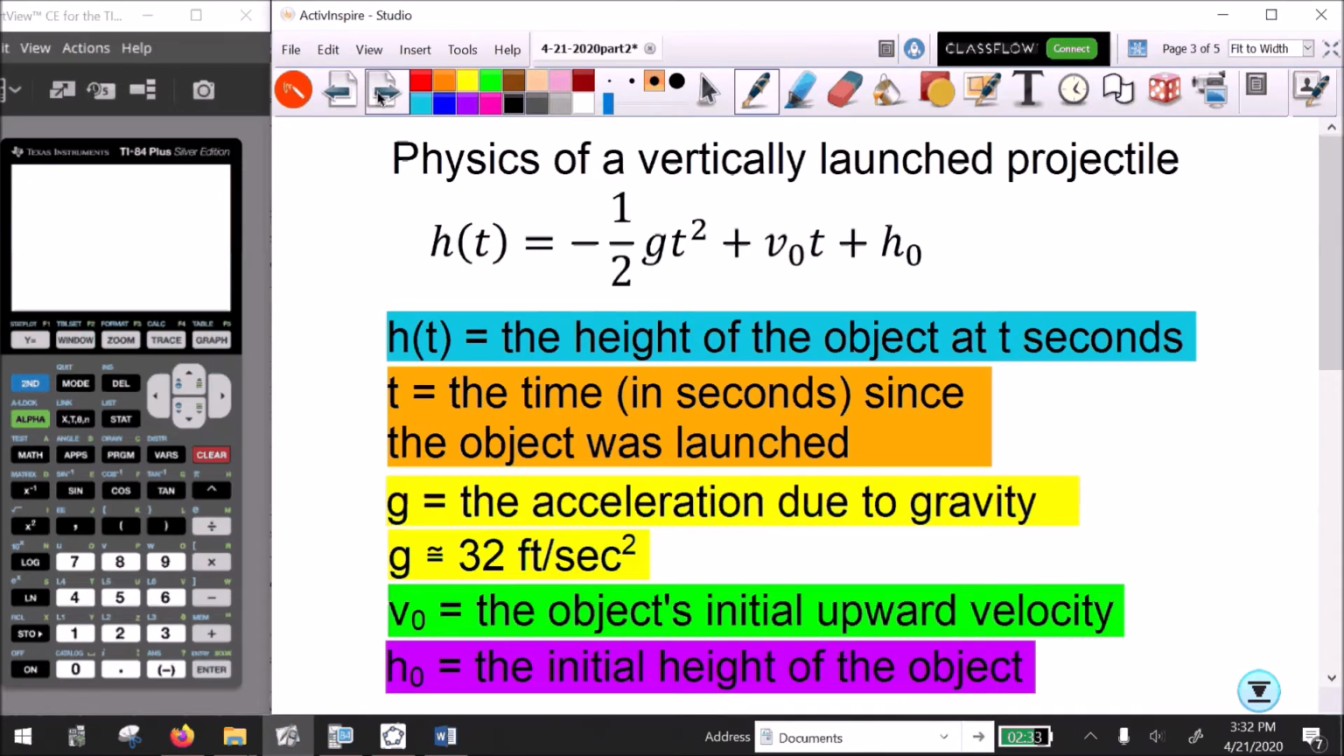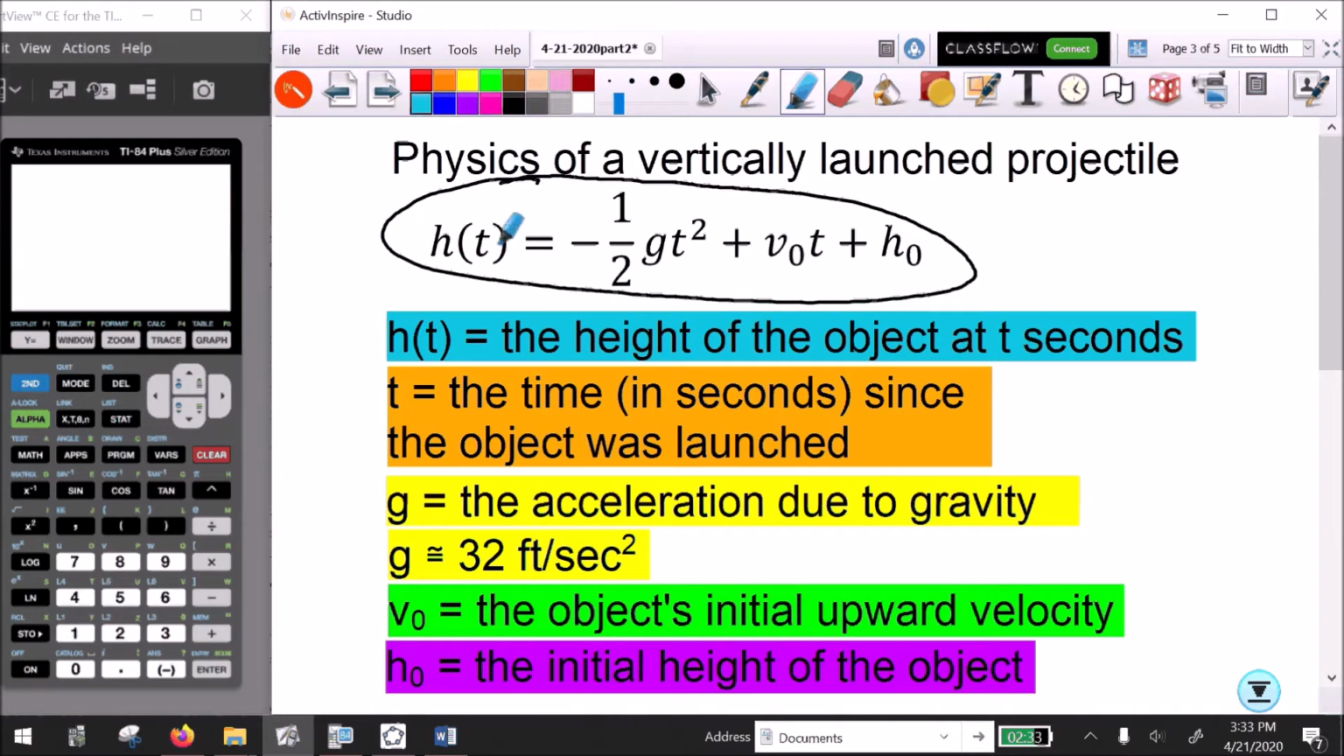This formula here tells you the height of an object that's thrown vertically in the air, or it could be a rocket that's launched in the air vertically. H of t, that beginning part, is the height of the object at any time, t. T is measured in seconds in this formula. The t that you find here and here is the exact time that you're measuring the height of the object, so the time in seconds since the object was launched.